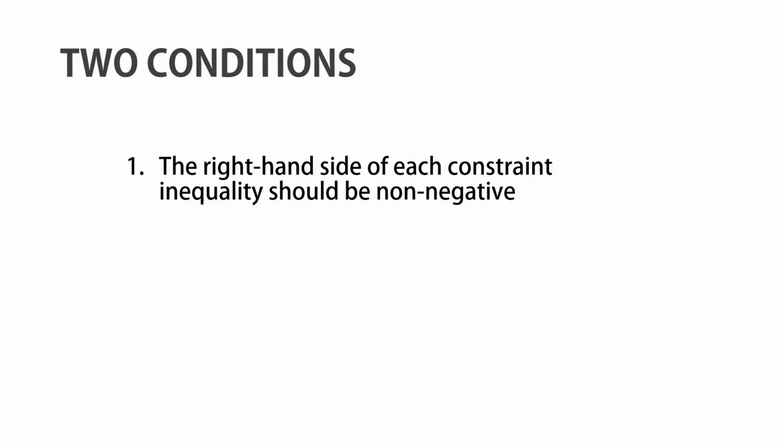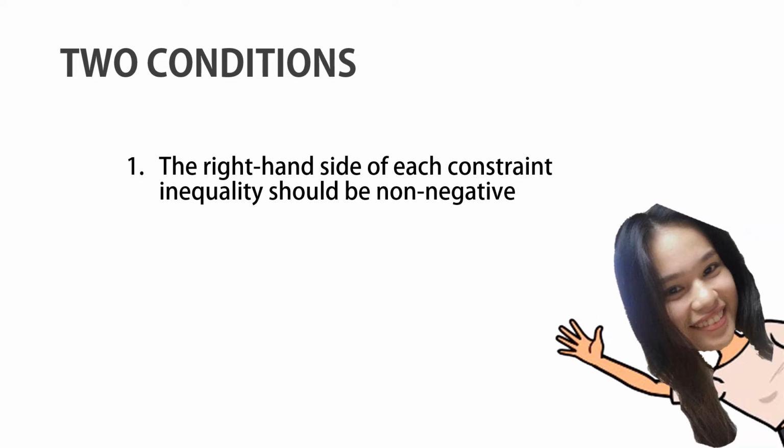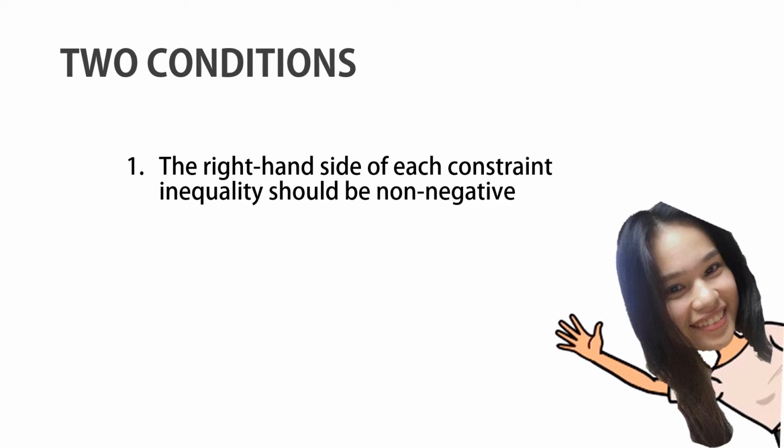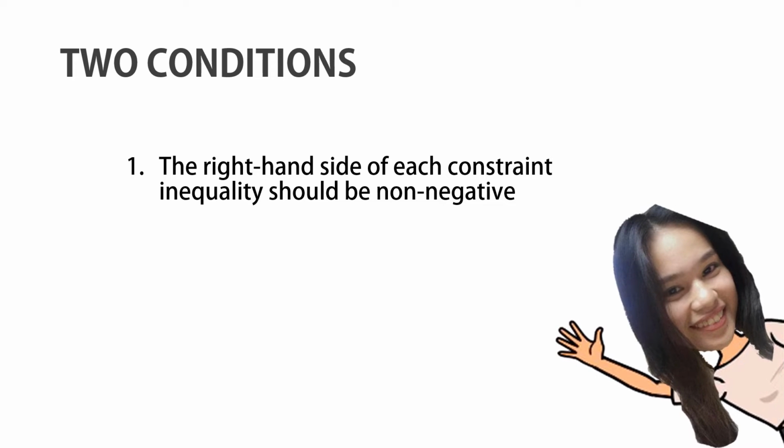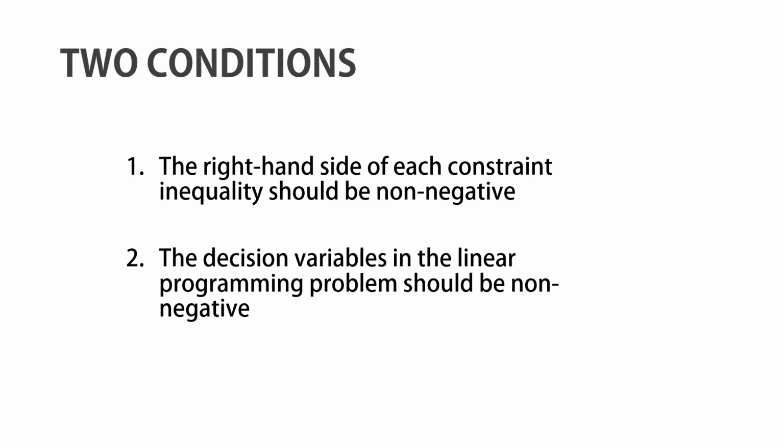The following two conditions need to be met before applying the simplex method. First, the right-hand side of each constraint inequality should be non-negative. In case any linear programming problem has a negative resource value, then it should be converted into a positive value by multiplying both sides of the constraint inequality by -1. Second, the decision variables in the linear programming problem should be non-negative.